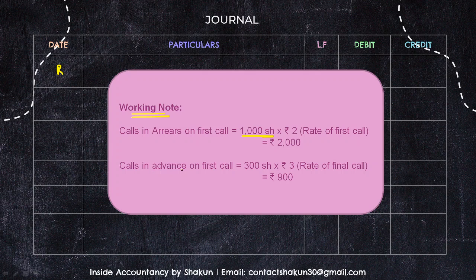And in case of calls in advance on the first call, the holder of 300 shares paid his entire balance. Entire balance means the second or the final call rate, which we just calculated as 3. So 300 into 3, 900 is the amount of the calls in advance, right?